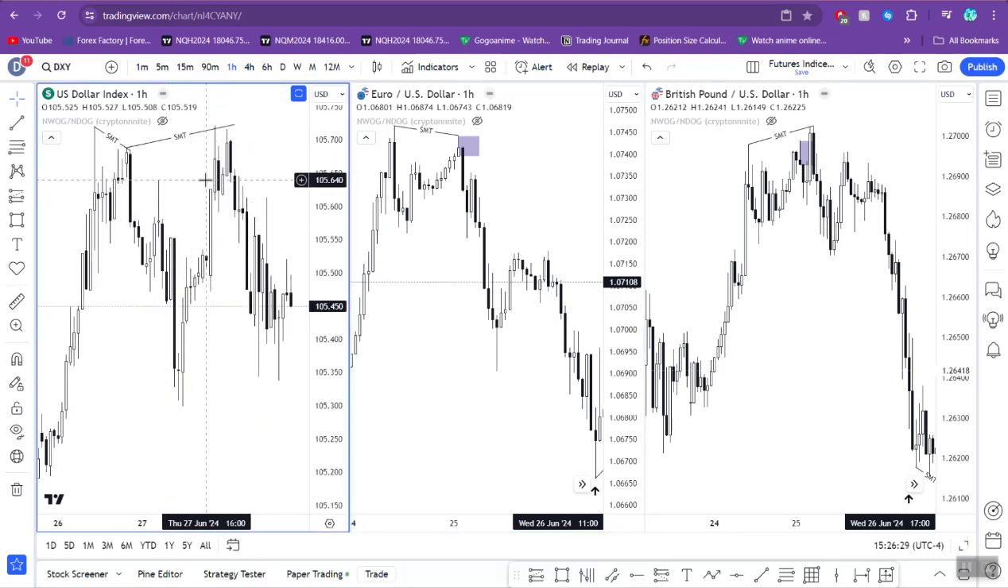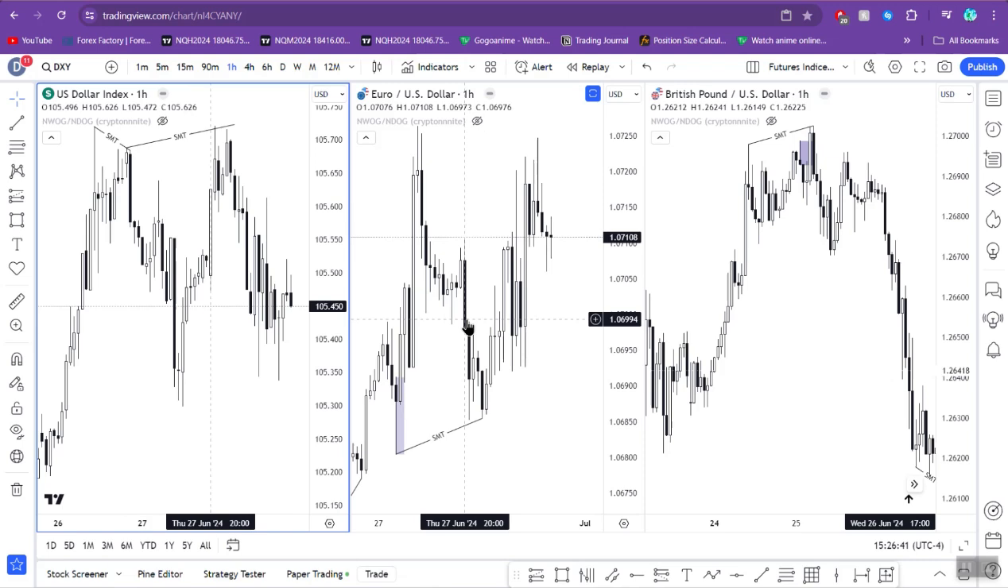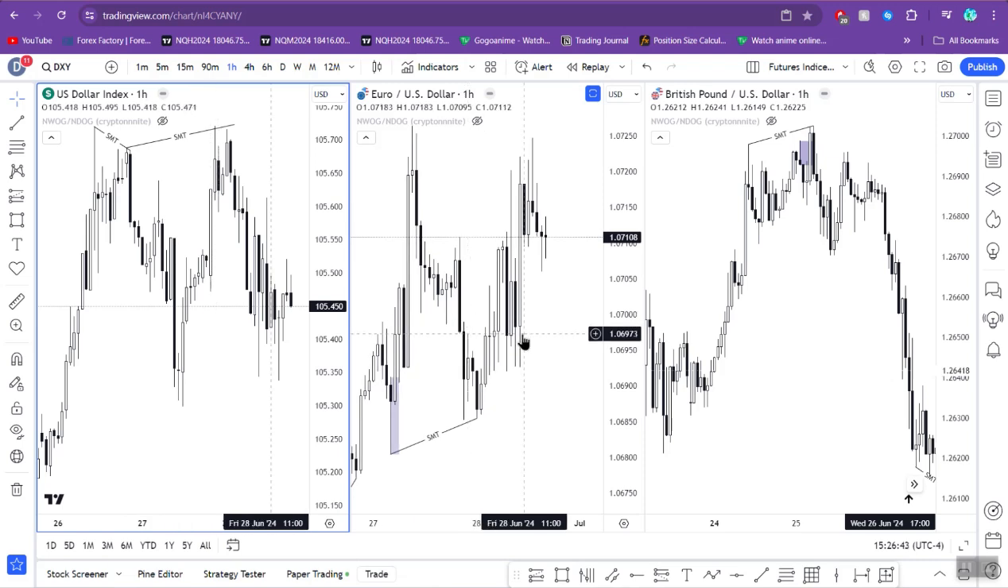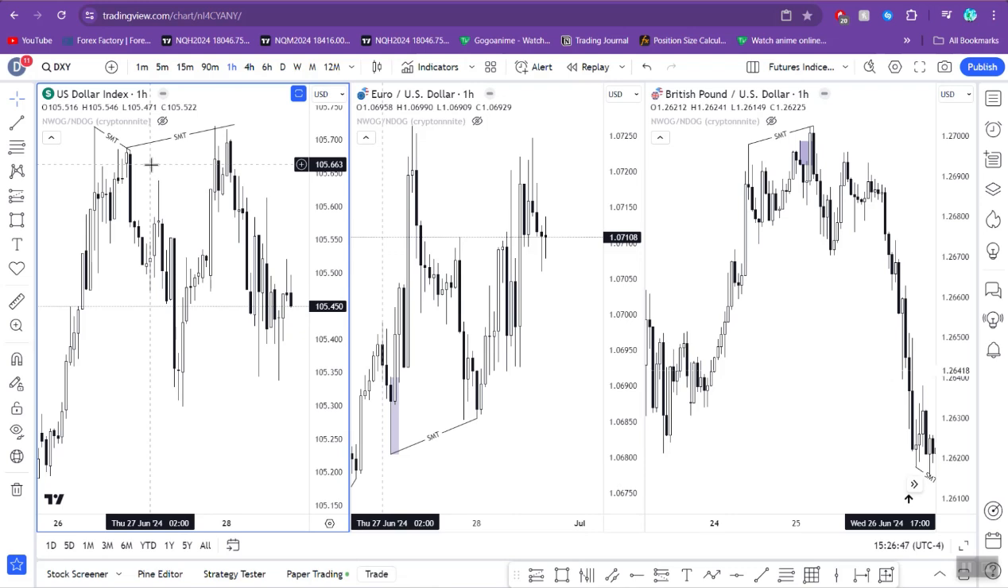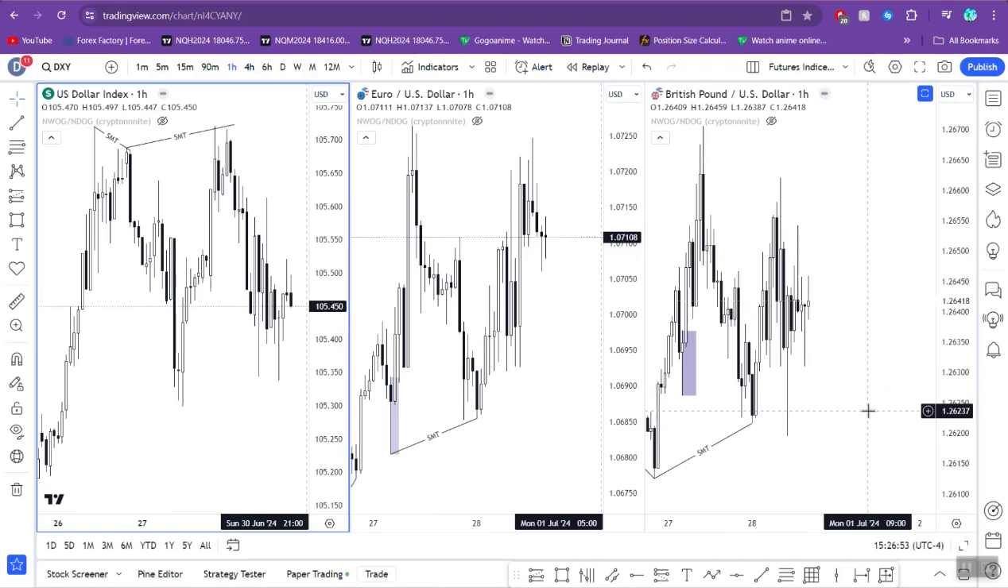Even on Friday, we had SMT divergence. This is the high of Thursday. On a Friday, we come and we take out that high in the dollar index. Now, when we're comparing the dollar index to Euro USD and GBPUSD, we will be looking at the lows because they're inversely correlated. I said that at the start of this video, right?